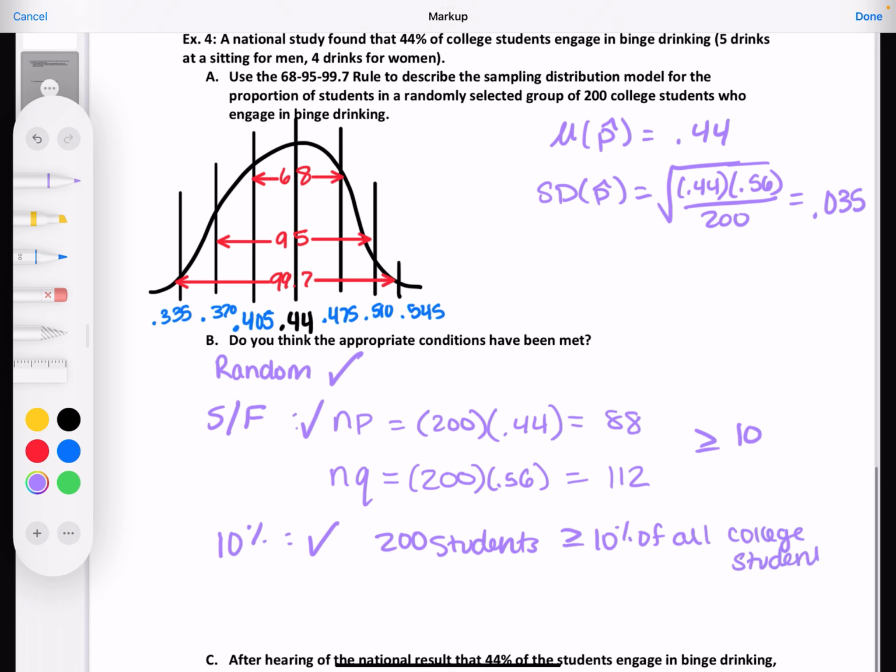So that's supposed to be less than? Students nationally, so sorry, yes. Okay, so all conditions are met, so yes, we can use a normal model of 0.44 and 0.035.